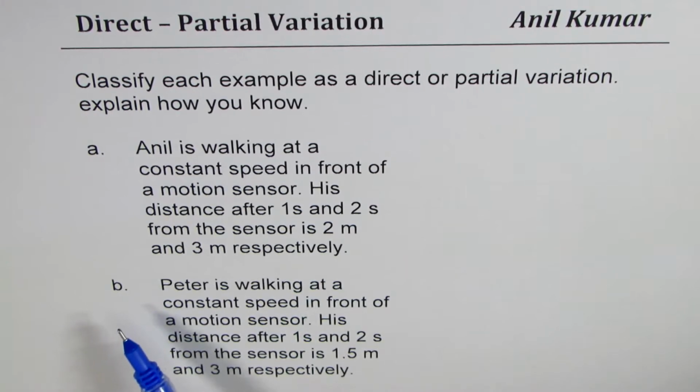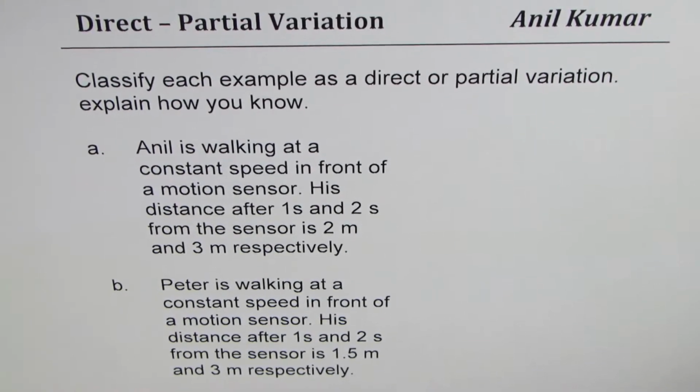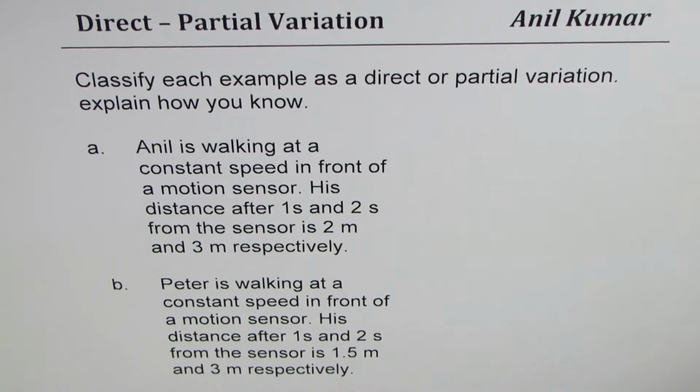The second one here is, Peter is walking at the constant speed in front of a motion sensor. His distance after 1 second and 2 seconds from the sensor is 1.5 meters and 3 meters respectively. Right? So these are the two situations. You have to justify your answer.